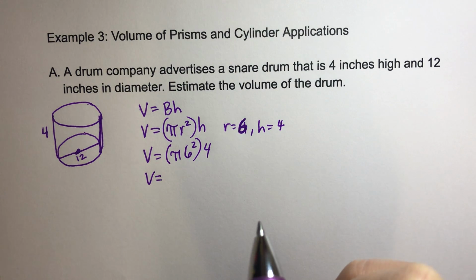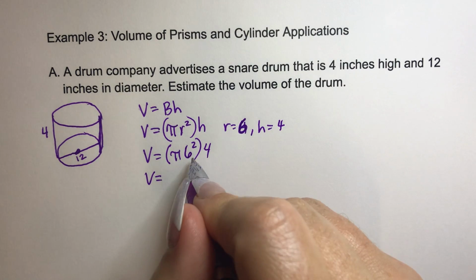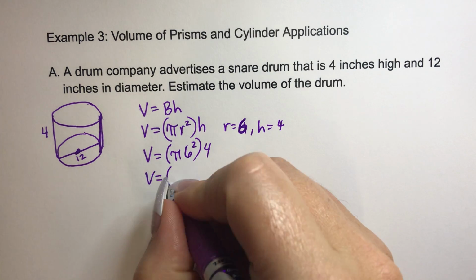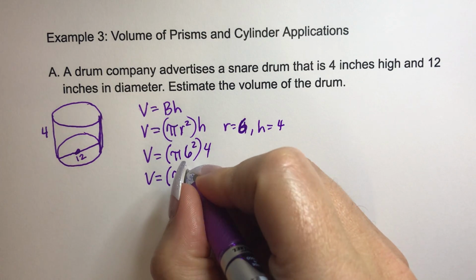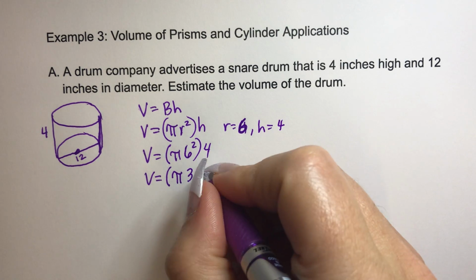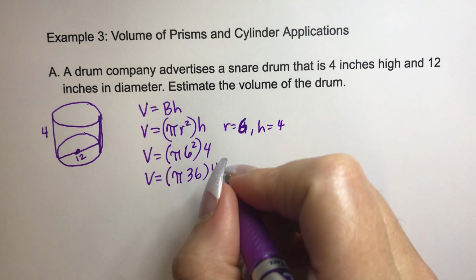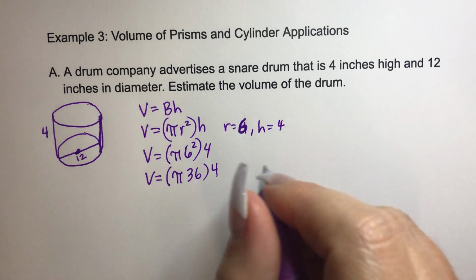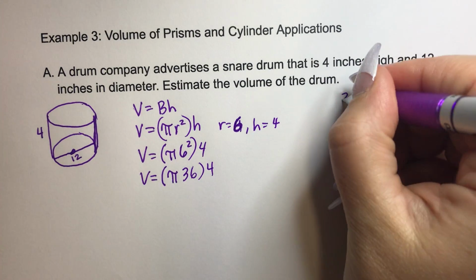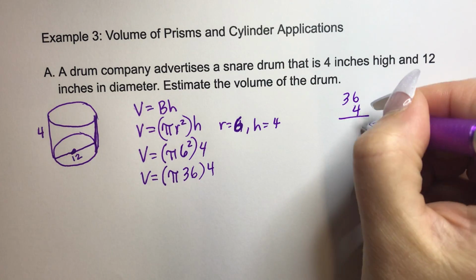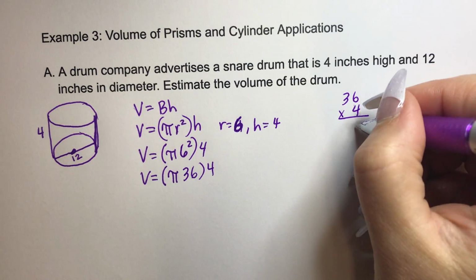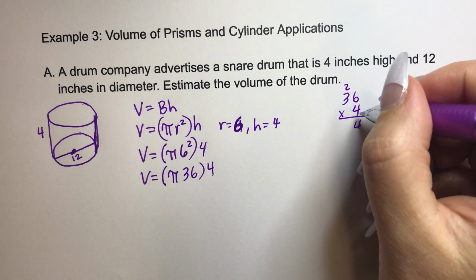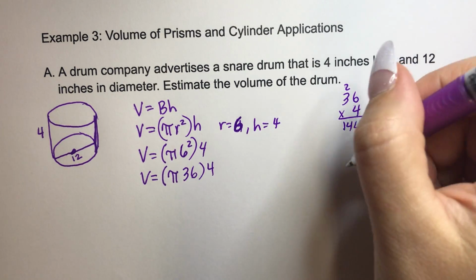Okay. 6 squared would be 36, right? So pi times 36 times 4. So 36 times 4, I'm just going to figure out what that is real quick. 6 times 4 is 24, right? The 4 carry the 2. 3 times 4 is 12, plus 2 is 14. So 144.